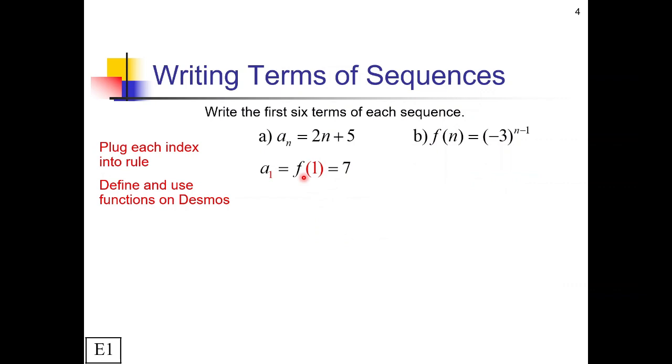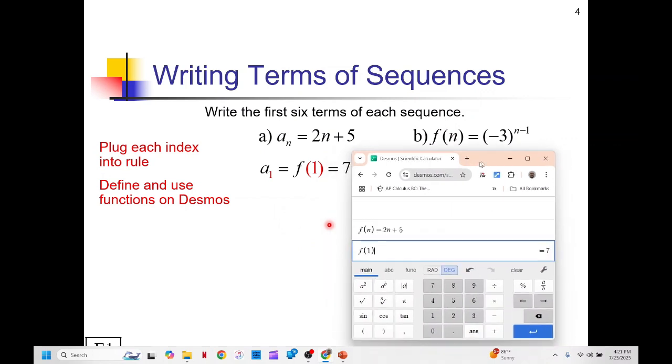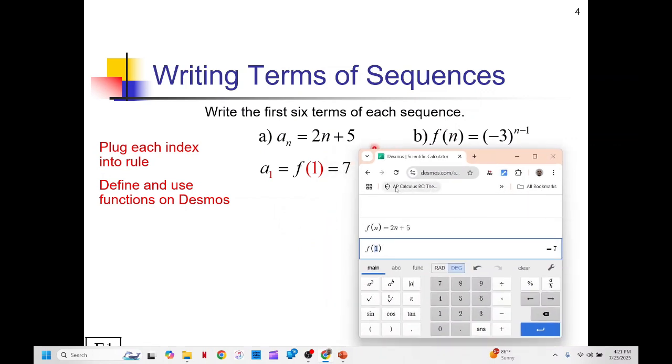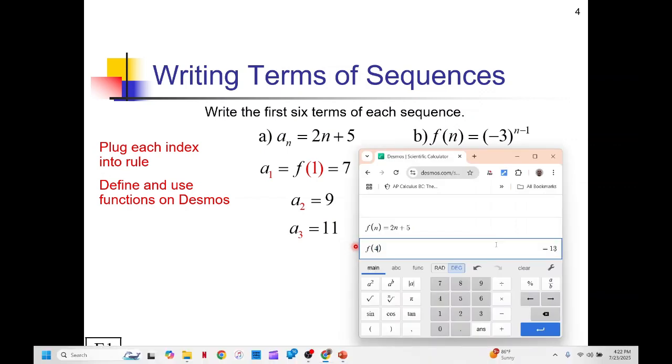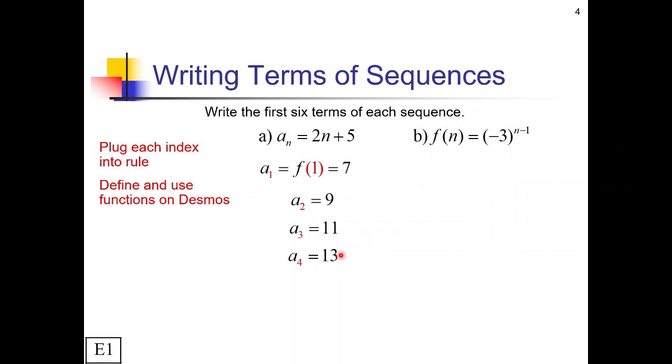So with that in mind, pause the video and see if you can come up with the remaining 5 terms for part A, and then go ahead and do part B as well. Give it a shot. All right, let's see how this turned out. So let me just plug the rest of these into my Desmos here. So we've got f of 2 is 9, f of 3 is 11, f of 4 is 13, and you might have noticed a pattern here. We're literally just adding 2 every single time. So I think we can safely say that the 5th term is 15 and the 6th term is going to be 17. And we could keep going as long as we needed to.